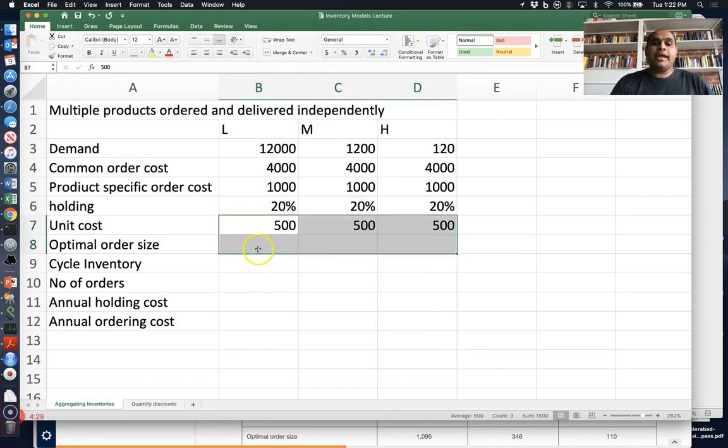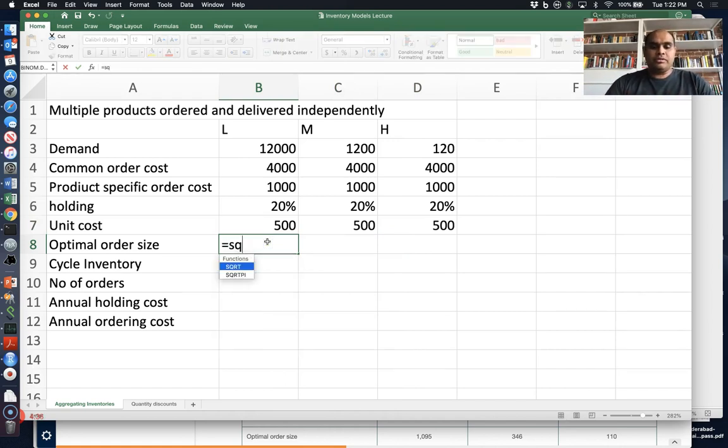So what we can do is calculate the optimal order quantity using the EOQ formula. Since we are doing them separately, we can use the EOQ formula. So it's the square root of 2 times the demand times S, which is the ordering cost.